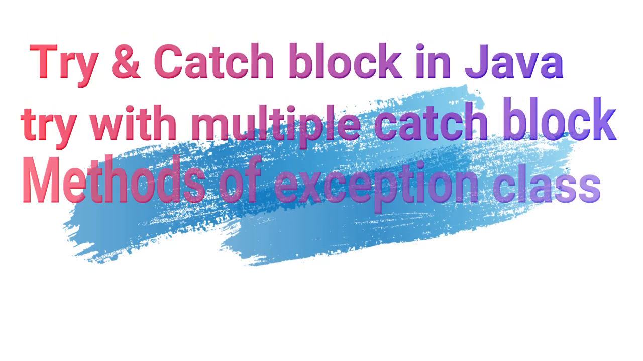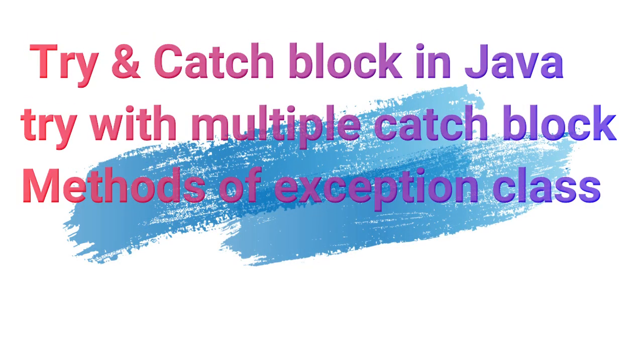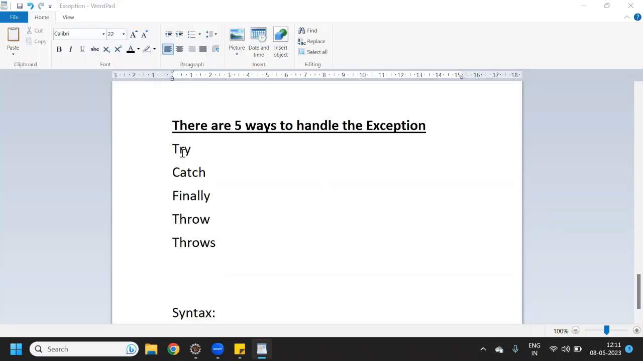Hey, hi guys. In today's session, we'll understand the concept of exception handling through programming. As we know, there are a total of 5 keywords to handle exceptions in Java. The first one is try, then catch, finally block, throw, and throws. So these are the 5 keywords. With the help of these keywords, we can handle exceptions in Java.